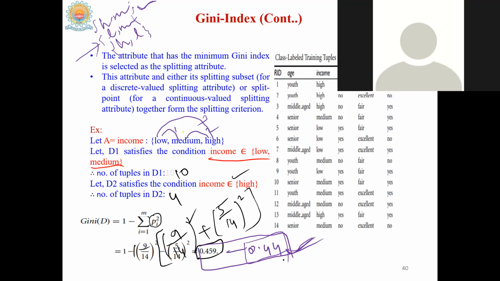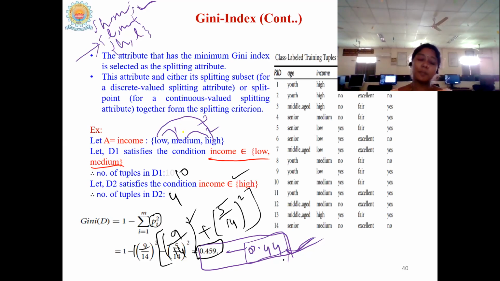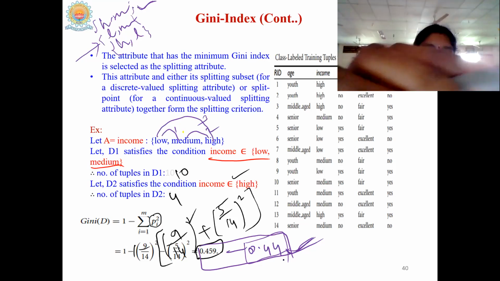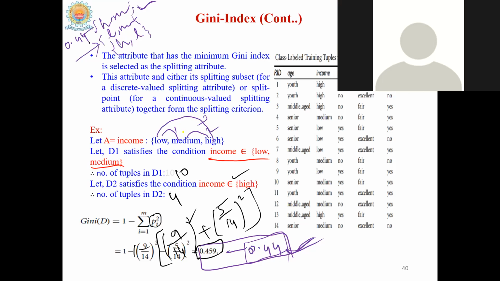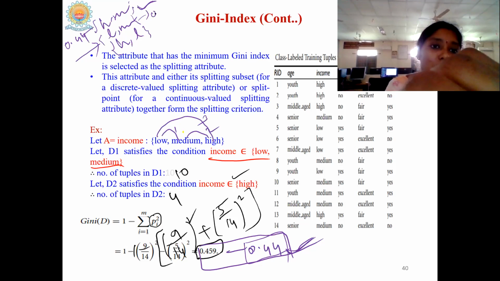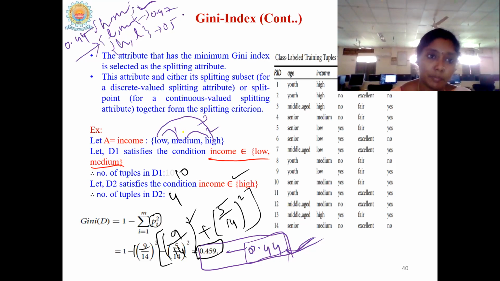And out of three subsets, the one which is having the minimum GINI index value has to be considered as the final subset. For example, here we got 0.44 for this, right? Suppose, for example, if you got 0.47 here, and for this you may get 0.5. So if these are the values, which subset do we need to consider finally?